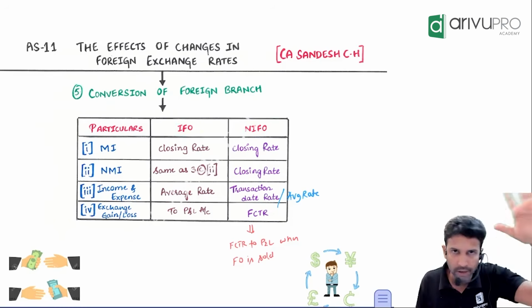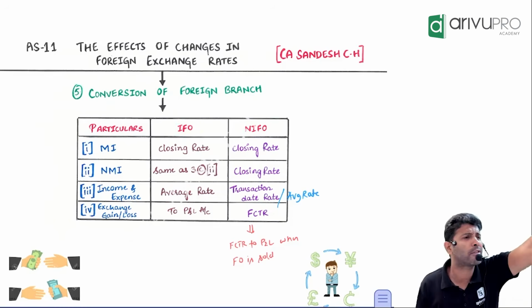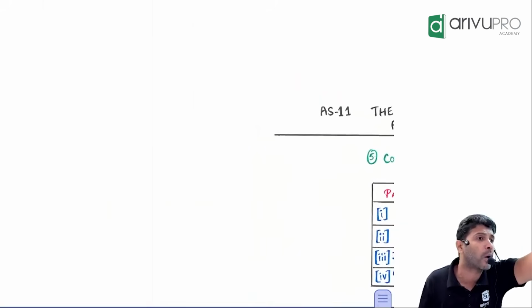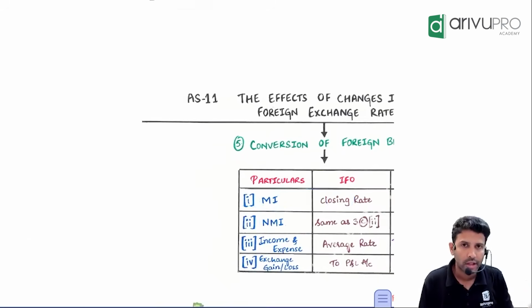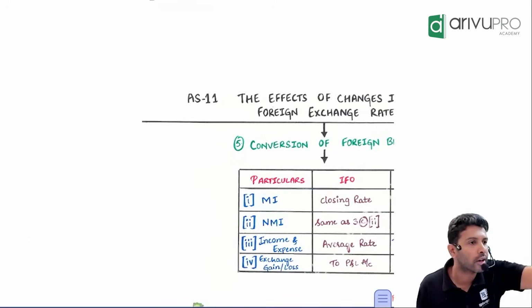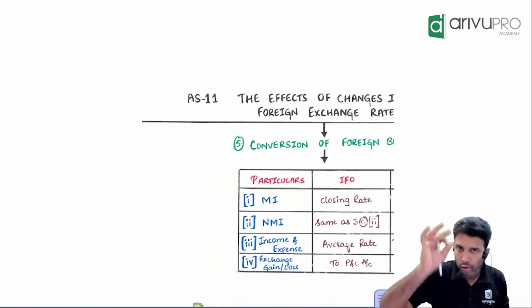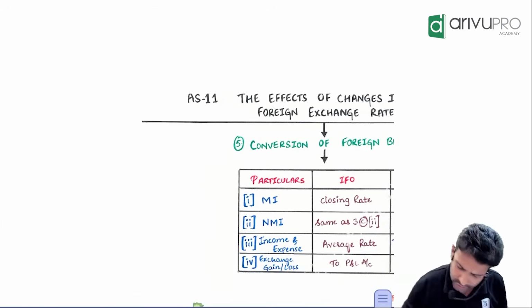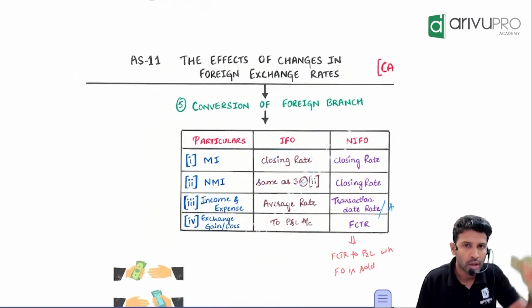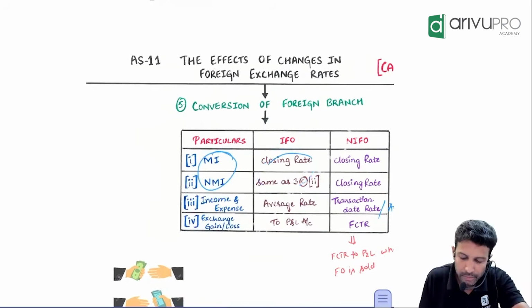If it's an integral foreign operation, it is the same as a foreign currency transaction. All monetary items will be converted using the closing rate. For non-monetary items, check how they are valued. If valued at cost, use the exchange rate on the transaction date. If valued at NRV or fair value, use the exchange rate on the day you determined the NRV or fair value. Same as that, for all monetary and non-monetary items.